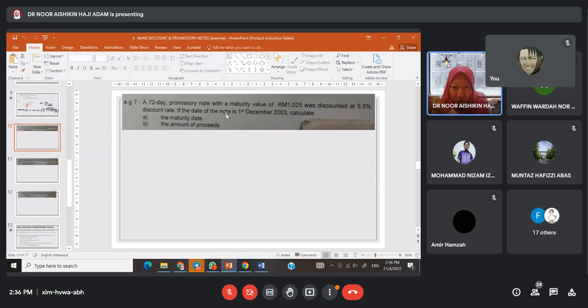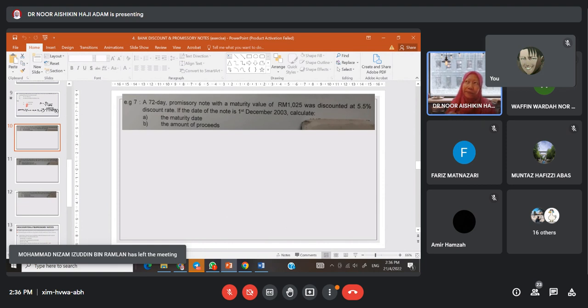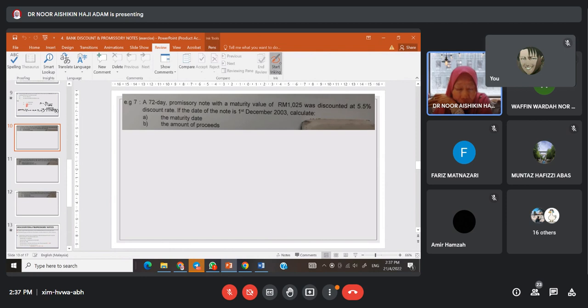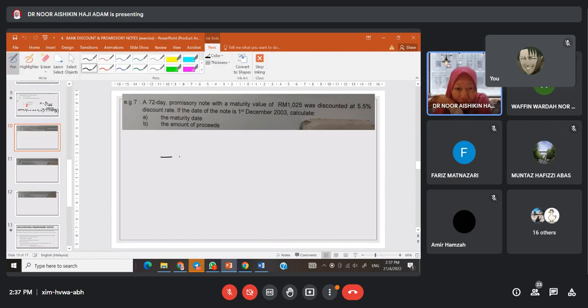You have a 72-day promissory note and a maturity value of 1,025 ringgit, and it was discounted at 5.5% discount rate. Okay. Sebenarnya soalan ni termasuk dalam what I'm going to teach you today. Tapi saya dah explain why we have bila note tu dijual pada bank dulu, ingat tak? So on a timeline, cerita dia macam ni.